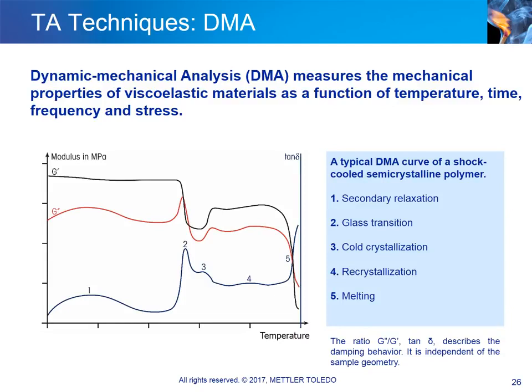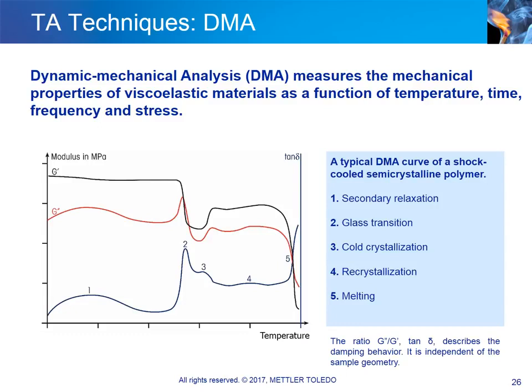These are: 1. Secondary relaxation, observed as a peak in the tan delta curve and a small drop in the storage modulus curve, G'. 2. The glass transition, seen as a reasonably large peak in the tan delta curve and as a decrease in the storage modulus curve, G'. 3. Cold crystallization of the polymer.